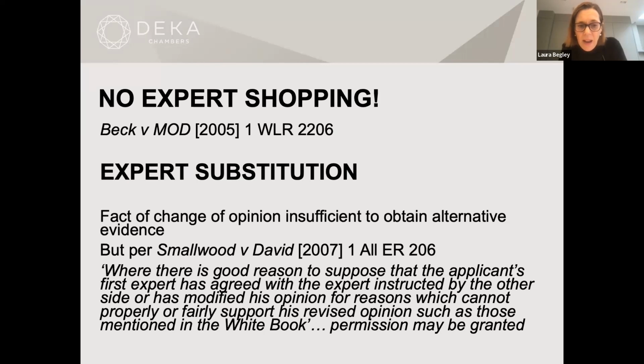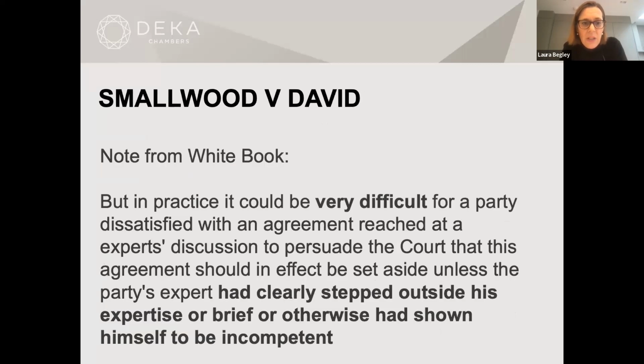But where there is good reason to suppose that the applicant's first expert has agreed with the expert instructed by the other side, or has modified his opinion for reasons which cannot properly or fairly support his revised opinion, such as those mentioned in the White Book, and we'll look at that in a minute, permission may be granted. Okay, so that's your hook, that's your test.